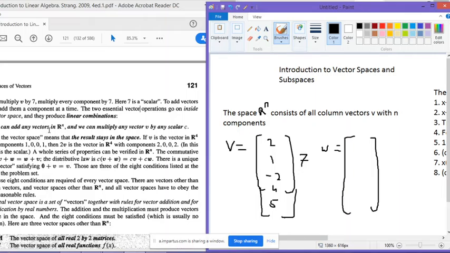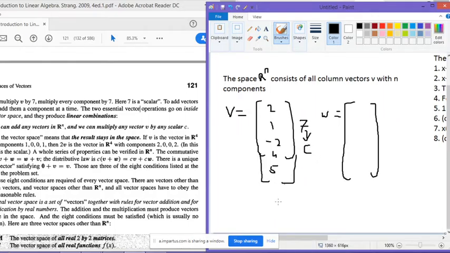It means we can add any vector in R power n and we can multiply any vector v by any scalar c. So this scalar we can represent normally as c. Do not get confused with this c with c power 1, 2, 3 or something like that.